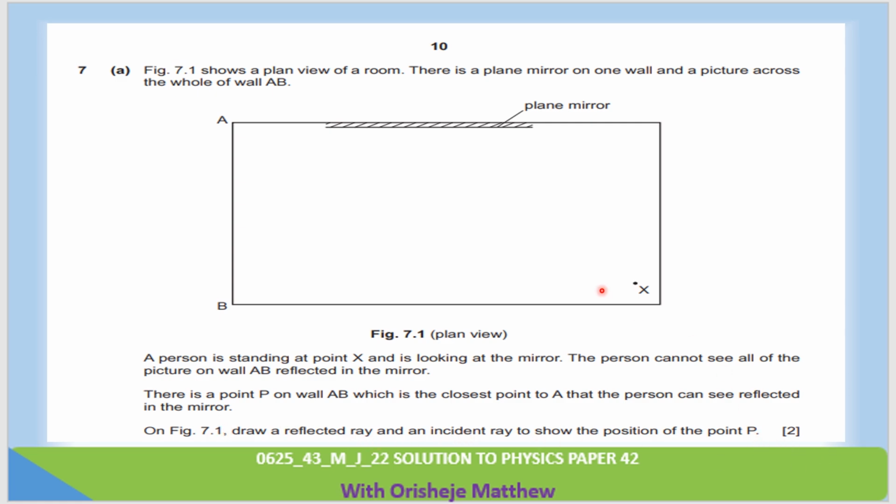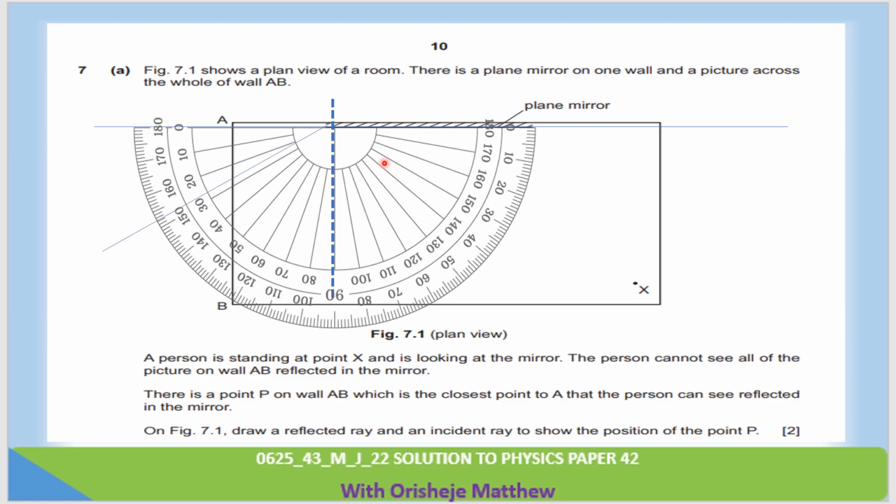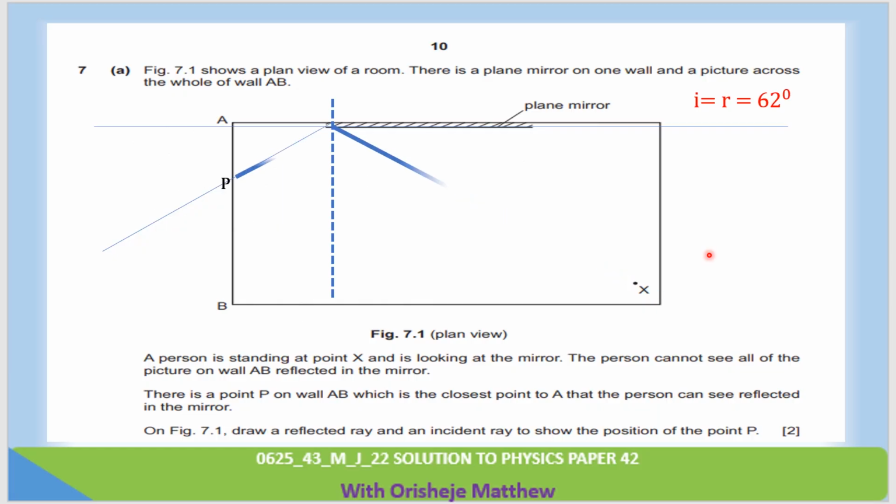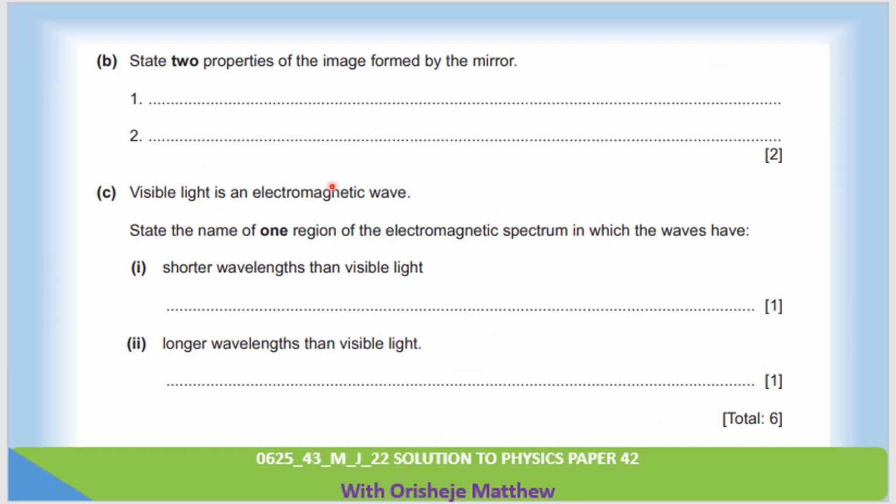So they just want to test your understanding of the principle of reflection. If you do this at the edge of the mirror, you draw your normal. So you use the principle of reflection: the angle of incidence must be equal to the angle of reflection. So if I use this one, I'm using 62 as the angle of incidence, the angle of reflection will also be what? 62. So then the person here can see. So remove the protractor, I'm just using the protractor to do that. I hope you understand. So that is point P. Let's see all those ones.